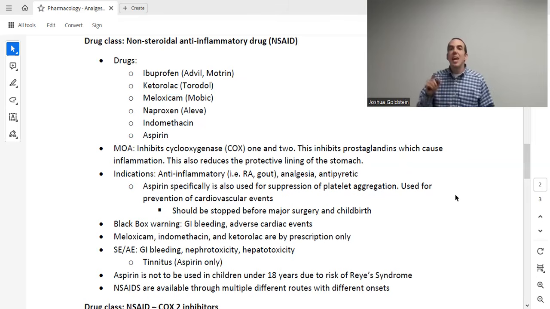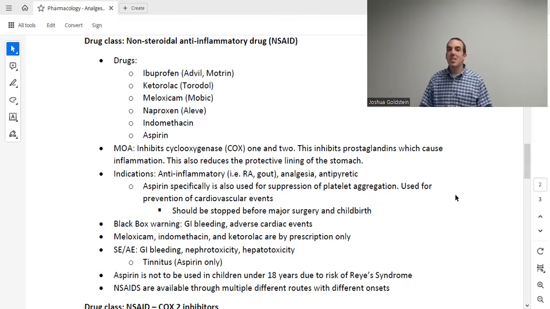We know this. It causes GI bleeding because COX-1 is responsible for protecting the stomach from GI bleeding. But if I give you a COX-1 antagonist, if I block COX-1, then I'm going to make your stomach more likely to bleed, more likely to get an ulcer. And we'll talk much more about this in GI. But for right now, all of this should be making sense.